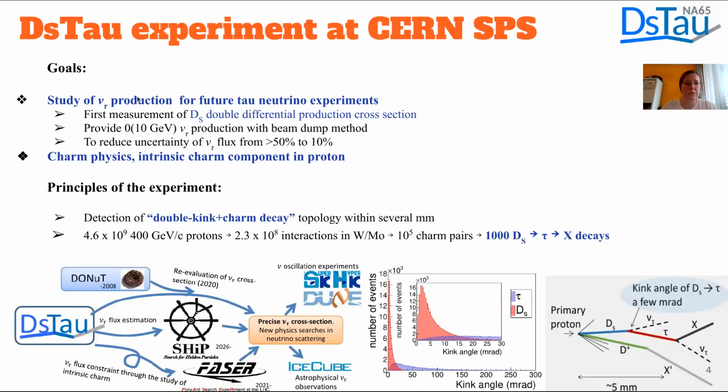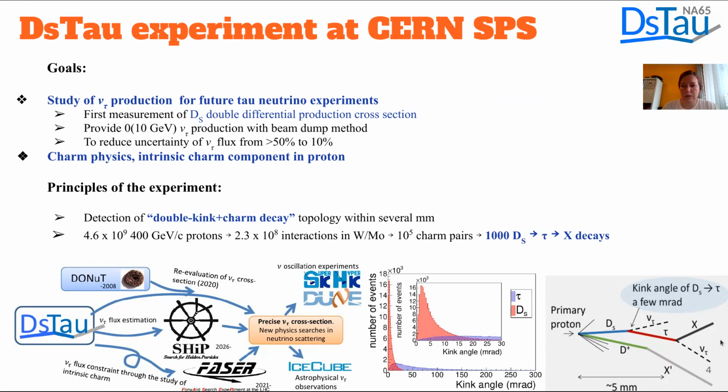The goals of our experiment, first of all, study of tau neutrino production for future tau neutrino experiments, which includes the first measurement of DsTau differential production cross-section. And we are planning to provide tau neutrino production with a beam dump method in the range of about 10 GeV, and to reduce uncertainty of tau neutrino flux from more than 50% to 10%. Also, charm physics topic is interesting in itself, for example, intrinsic charm component study.